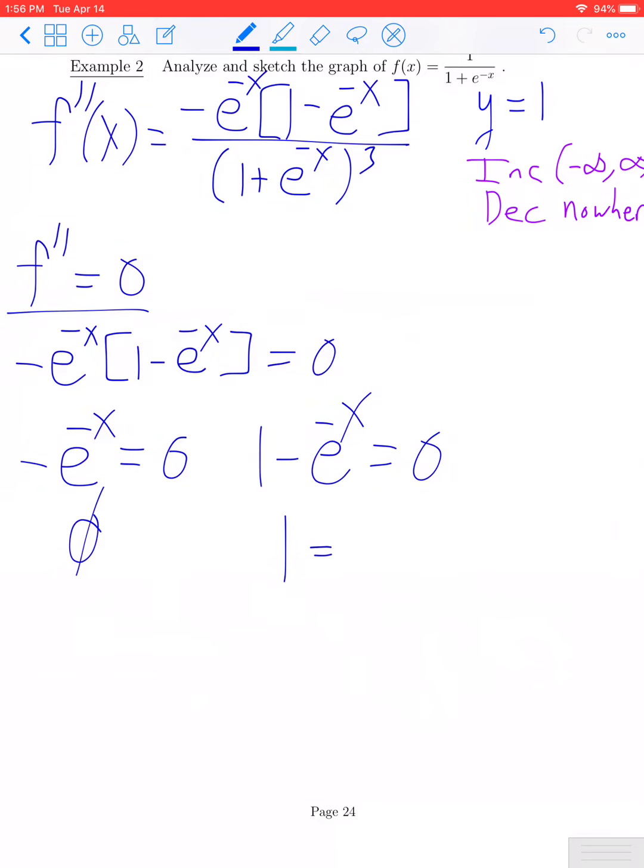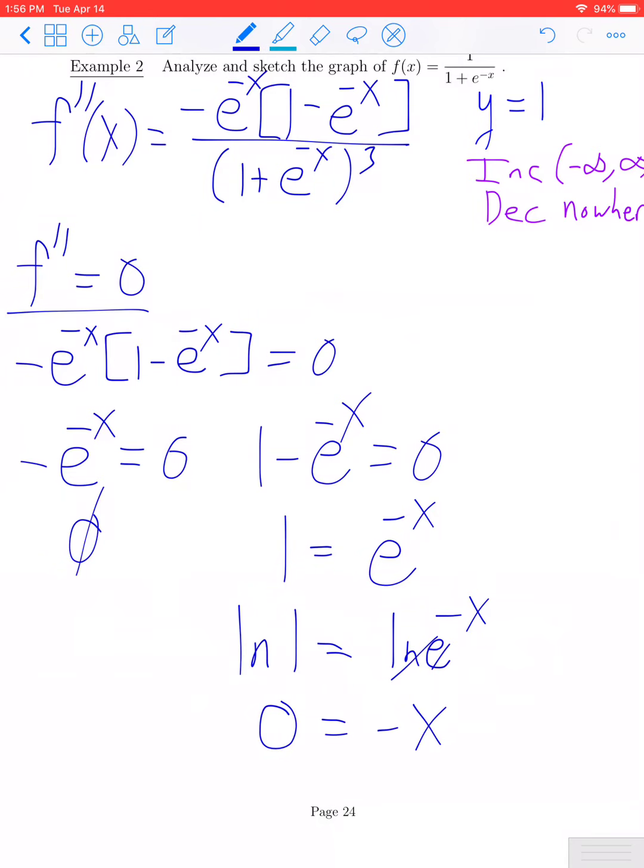If I add e to the negative x to both sides, I get 1 equals positive e to the negative x. I can take the natural log of both sides. The natural log of 1 is 0. The ln and the e cancel, so I get negative x equals 0, or 0 equals x. So there is one place where the second derivative is equal to 0.